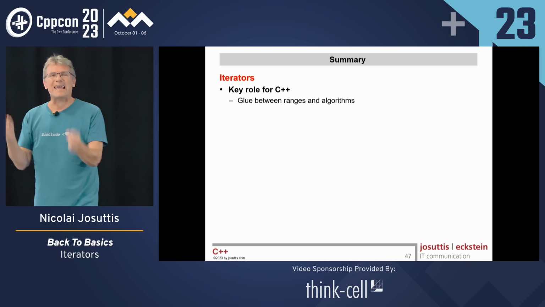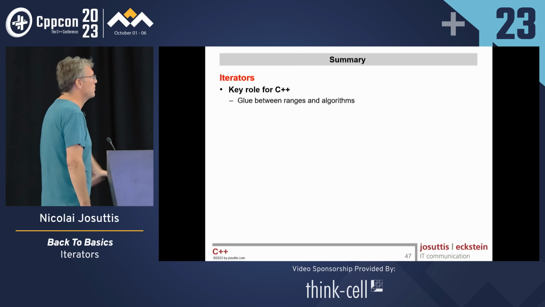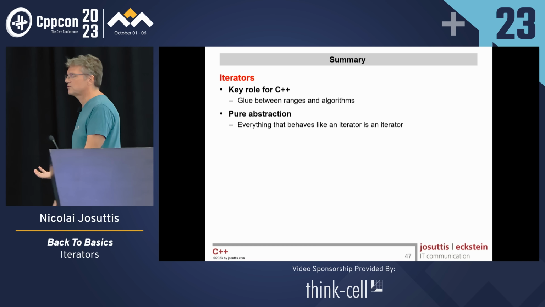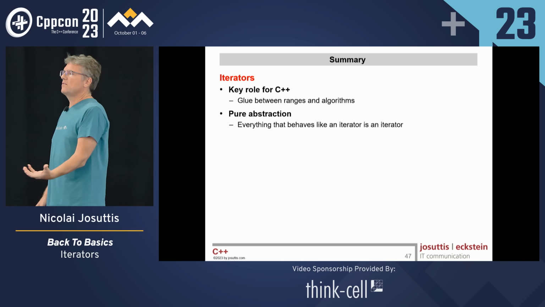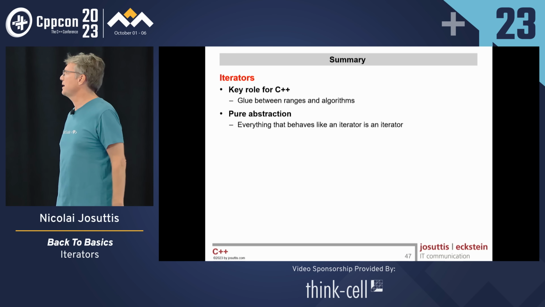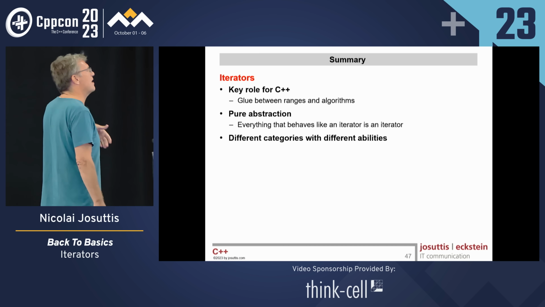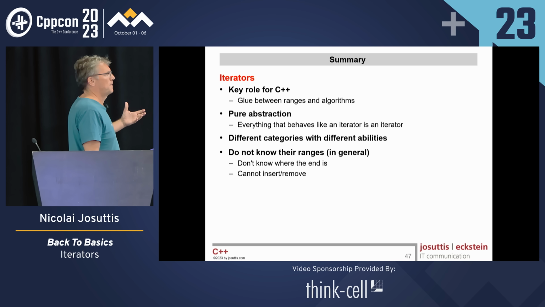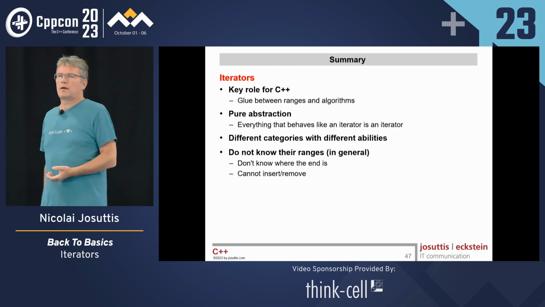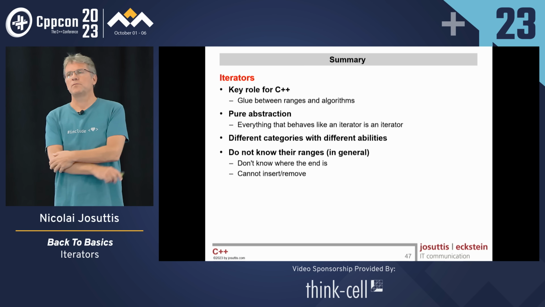Iterators. It's a key element for the success of C++. We use them everywhere where we have more than one element. It's a glue code between ranges and algorithms. And that's still true even with ranges and views. It's a pure abstraction. Everything that behaves like an iterator is an iterator. Different categories are provided, so different iterators have different abilities. Usually, in general, iterators do not know their ranges. For that reason, they don't know where the end is. They cannot insert or remove elements.